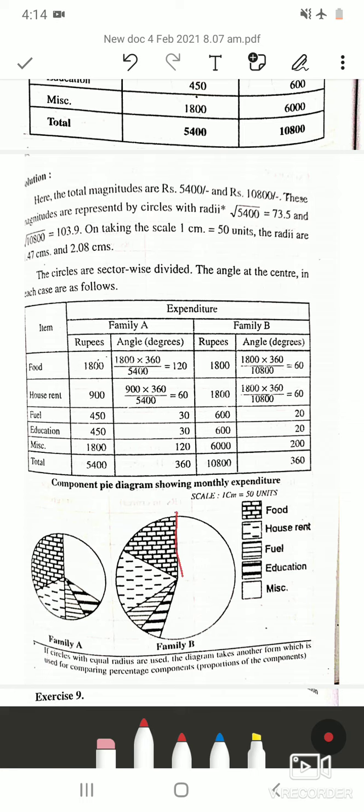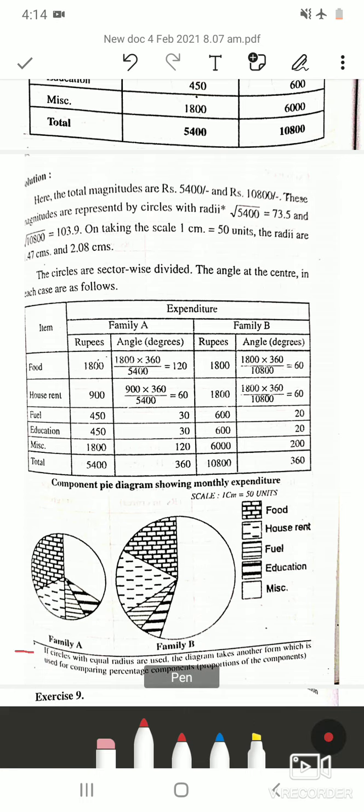Now for family B, with a compass draw a circle of radius 2.08 centimeters. Draw a straight line. The midpoint of the protractor should be on this particular dot, and the line on the protractor should lie on this line. From here mark 60 degrees. Then keep your protractor on the straight line and mark 60 degrees. Then keep your protractor here and mark 20. Keep it here, mark 20. The remaining will be 200 degrees.